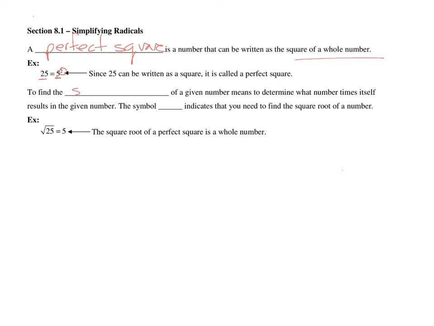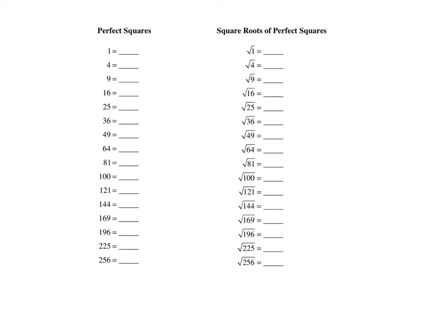To find the square root of a given number means to determine what number times itself results in the given number. So this symbol here indicates that you need to find the square root of a number. Square roots are one type of radical. There are many different types of radicals, and we're starting off with the most simple radical, which is the square root. So taking the square root of a number means what number times itself is 25, and that's 5. All right, let's do some examples here.